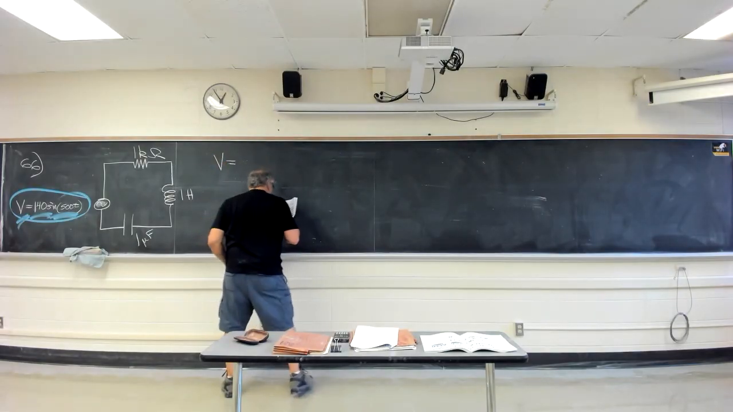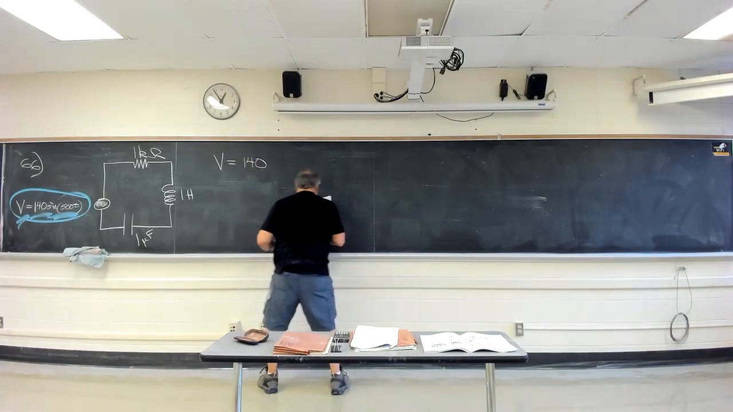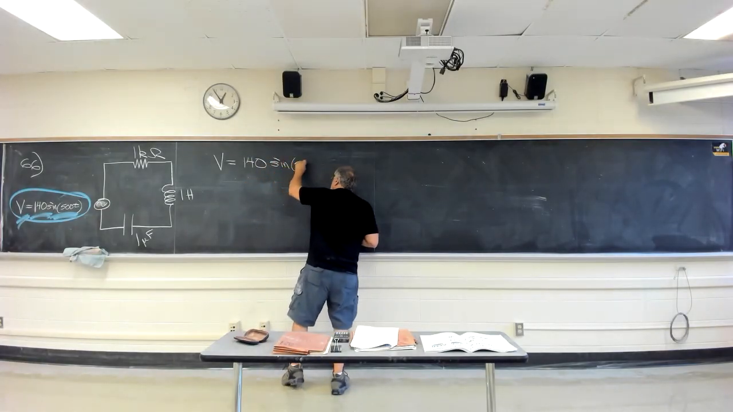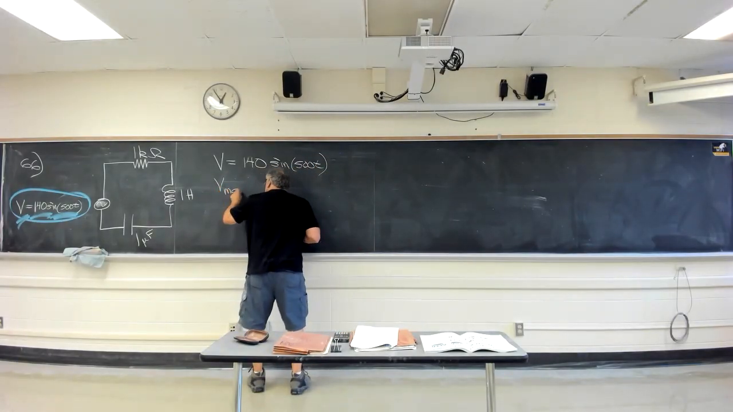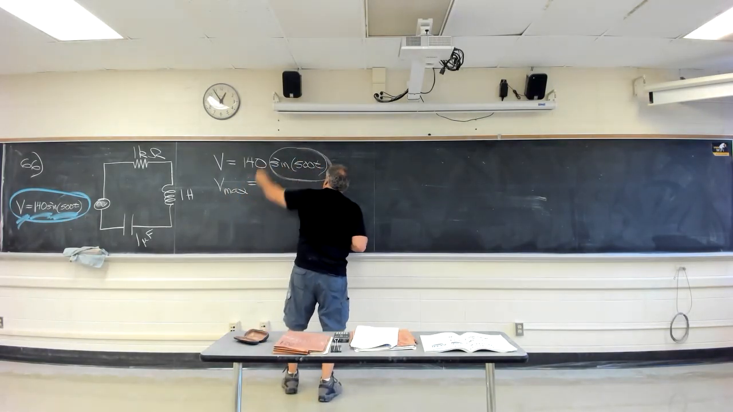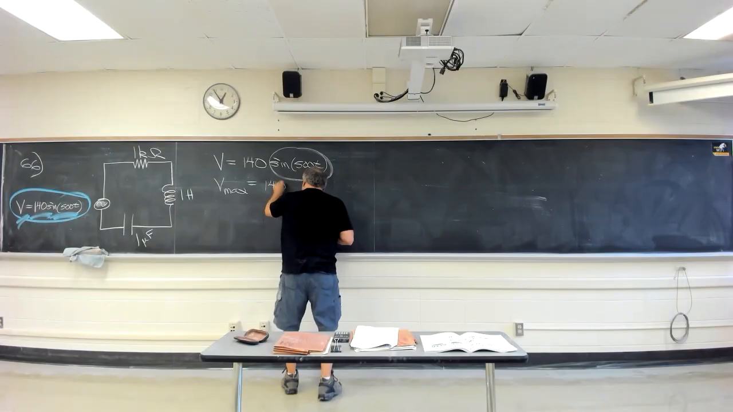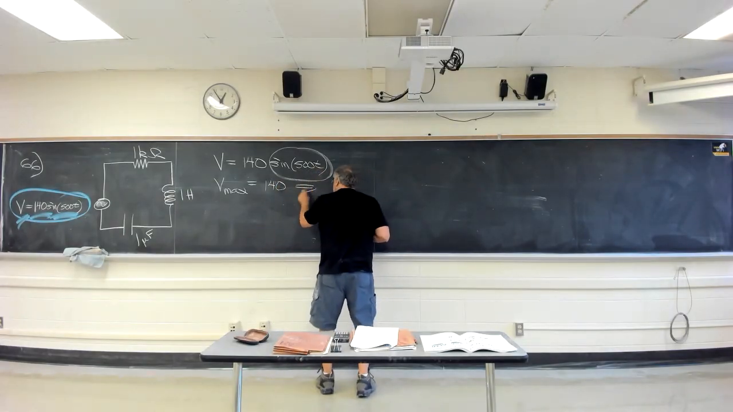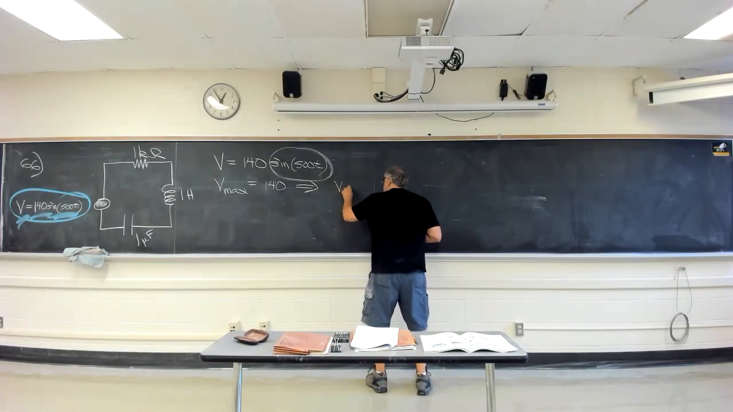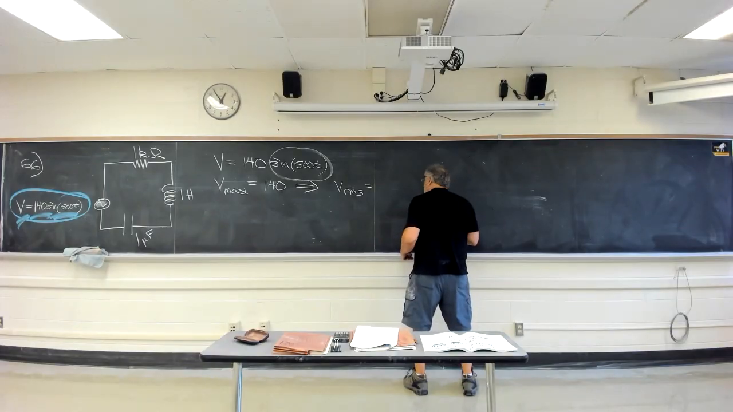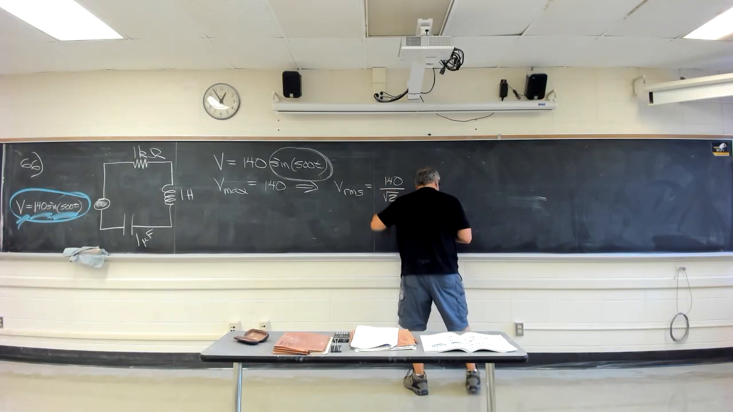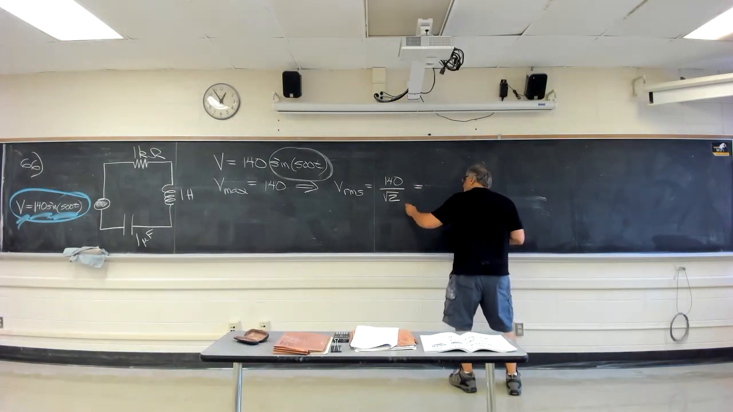Let's go to here. V is 140 sine. V max: if it's oscillating according to a sine function, the maximum value is the amplitude, and the amplitude is 140. That implies, based on the mathematics we've done in class, that the root mean square will be the average of the square of the sine function, which is 1 over the square root of 2, times 140.